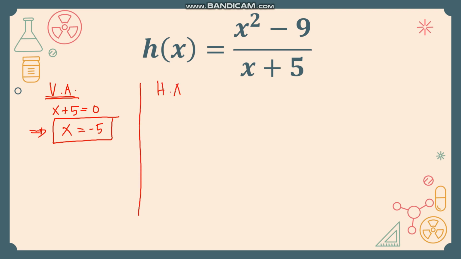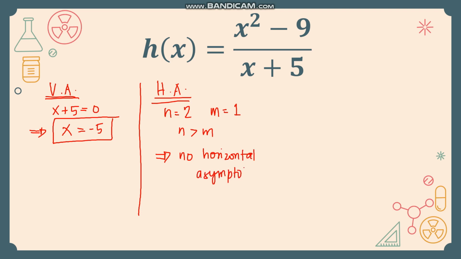For the horizontal asymptote, so let's get now the degree of the numerator. So as you can see, the highest exponent of the variable is 2. So that will be the degree. And for the denominator, the degree is 1. Now from here, we can say that n is greater than m. Okay? Since 2 is greater than 1, therefore, we can say that there is no horizontal asymptote. Again, this happens if n is greater than m.